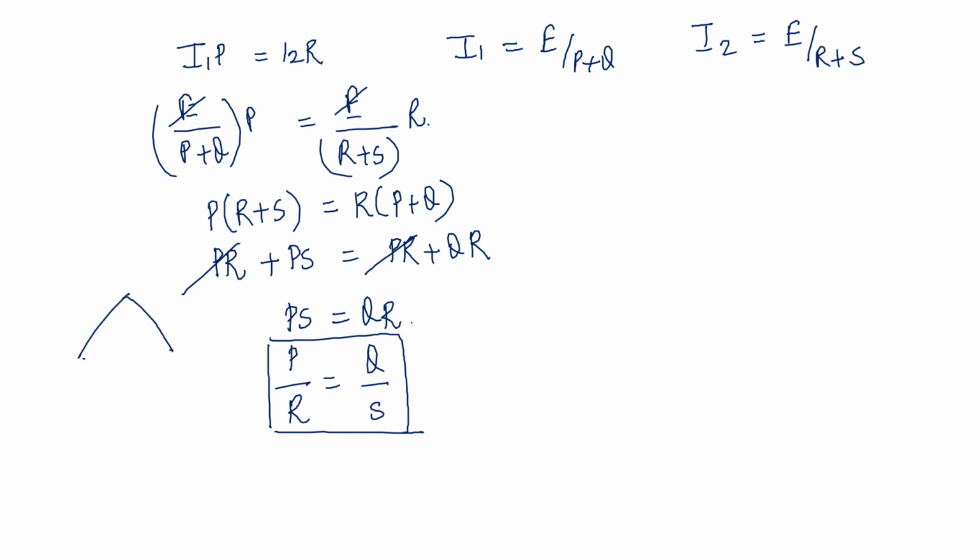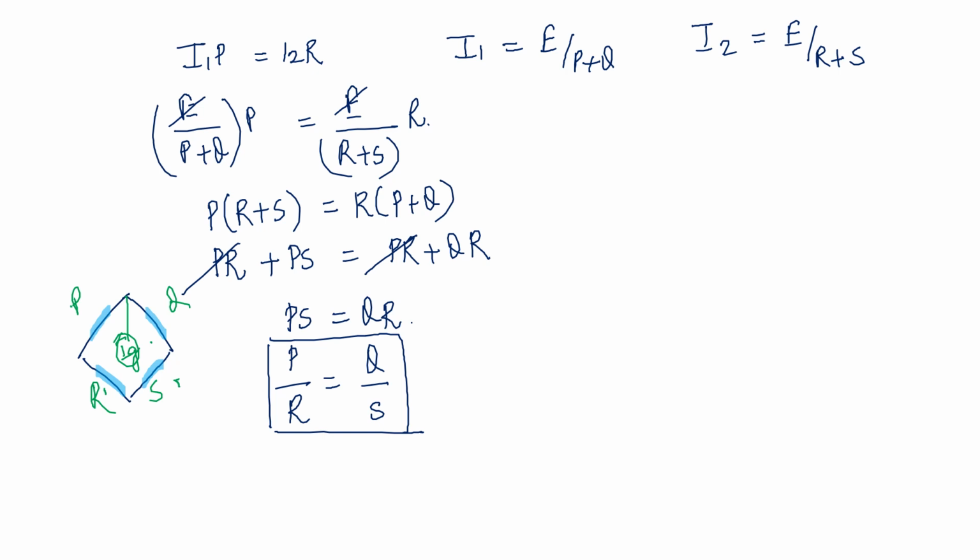I will make the diagram once again for your understanding. This was 1, 2, 3, 4, and this was P, Q, R, S. So P upon R equals Q upon S. Okay. In this, somehow we have to show the null deflection in our galvanometer, which we have shown.